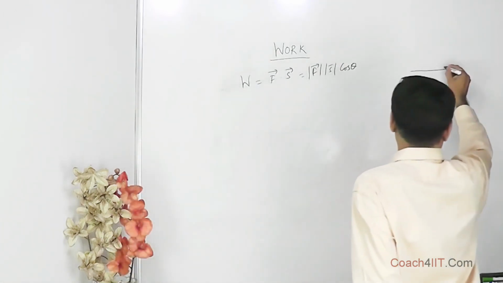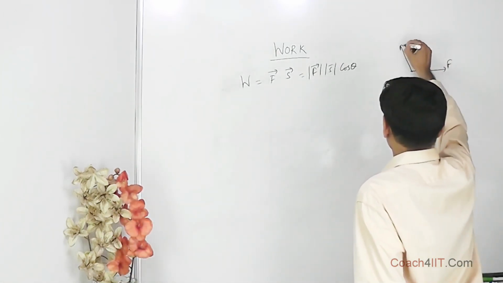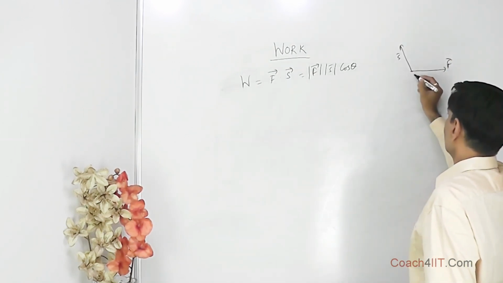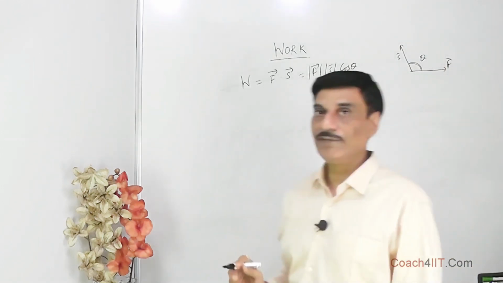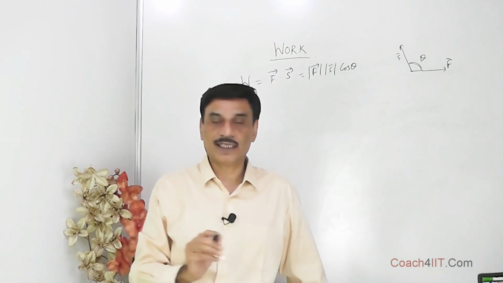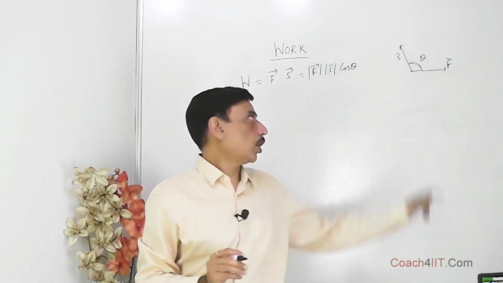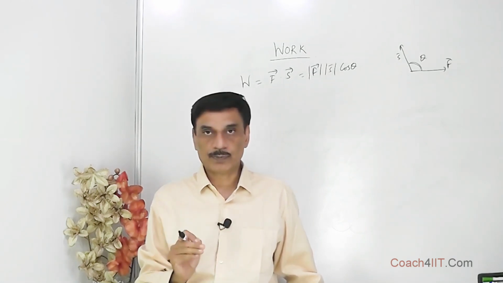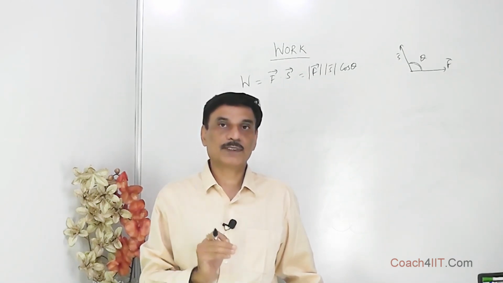Suppose over here the force is like this, displacement vector is like this. So there are two angles between these two. One is this, the other is this. So we shall be taking this angle. This is going to be the angle which is taken in Fs cos theta. In cos theta, this is the angle which has to be taken, not the bigger angle. So work is the dot product of force and displacement vector.